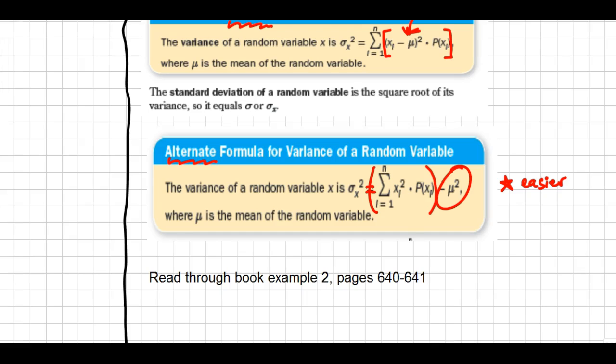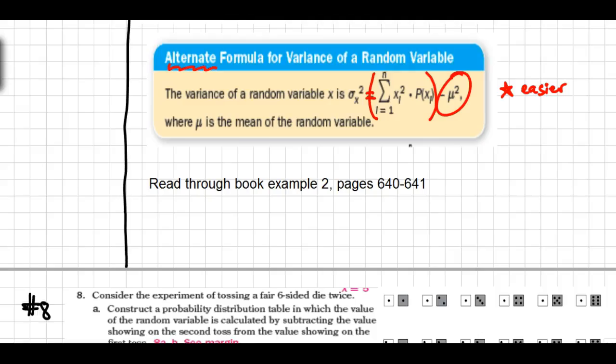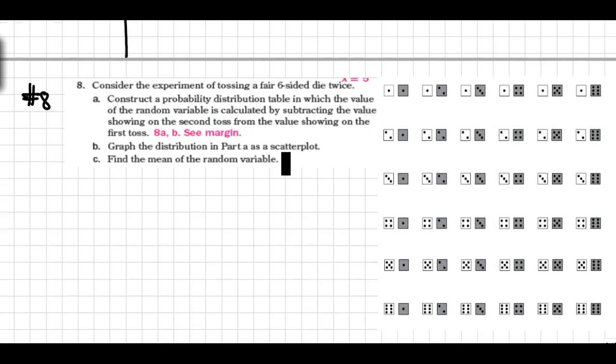There is another good book example on page 640 and 641. It's book example 2. I'd recommend students take the time to go through that example on their own. As a final note, I would recommend highly that you do questions 8 and also number 11. And if you need help with those, make sure you talk to your teacher. I've provided for you here what question 8 looks like, as well as the dice which you'll need for both number 8 and number 11.